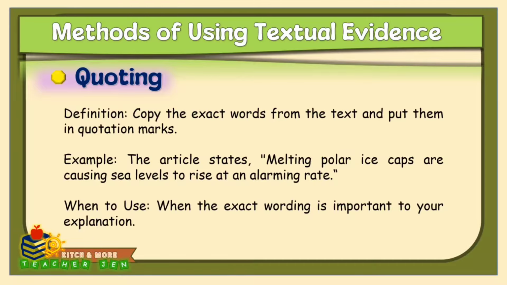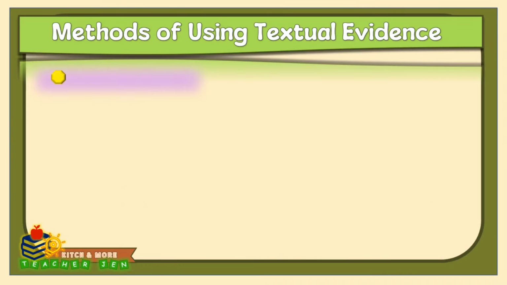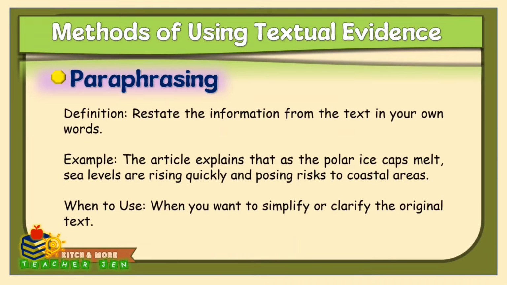Then the next method is called paraphrasing. It means restating the information from the text in your own words. For example, the article explains that as the polar ice caps melt, sea levels are rising quickly and posing risks to coastal areas. When are you going to use this? When you want to simplify or clarify the original text.